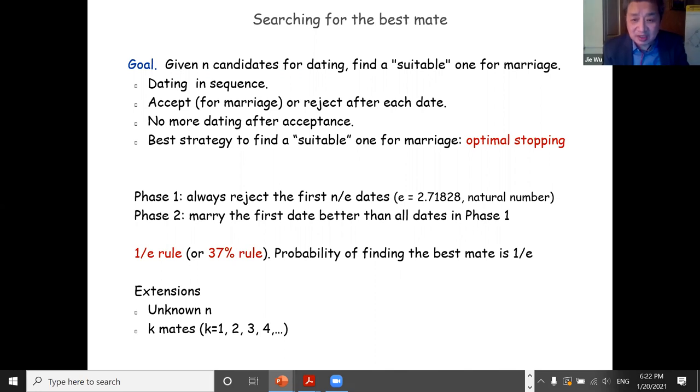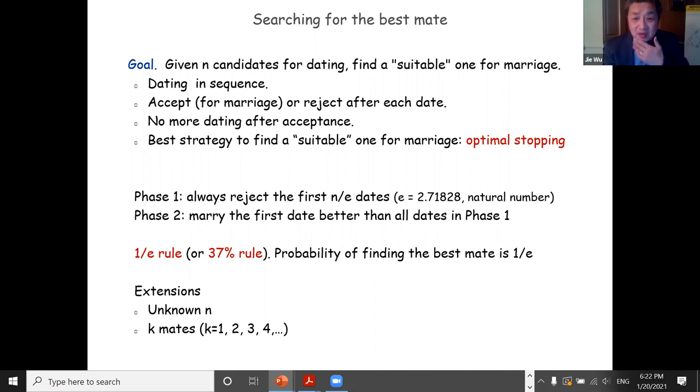It turns out the best strategy is N divided by E. It's the magic, right? E is the famous number 2.71828. So if you have 10 people, you divide by E. This is the so-called 1/E rule, meaning 37%. 37% really means that if you plan to have 10 dates, you likely should get serious after four. Or the other way, if you want 100, you get serious at 37.